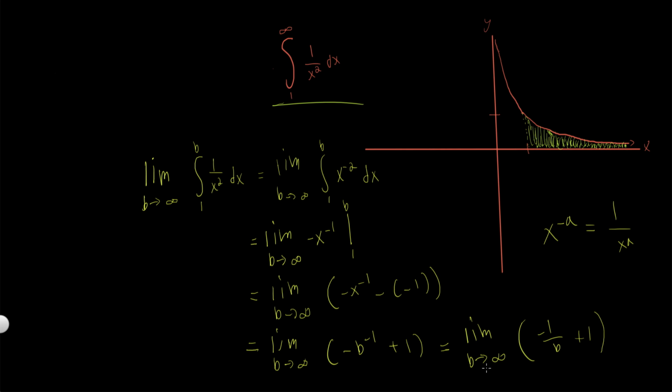Now, think about what happens if b goes to infinity. So maybe pause the video here. Think about what happens as b goes to infinity. Okay, so if b goes to infinity, well, that term just goes to 0, right? So the limit as b goes to infinity of negative 1 over b plus 1 is just equal to 1. So the area under this curve from 1 to infinity is just 1. And that right there is an improper integral.